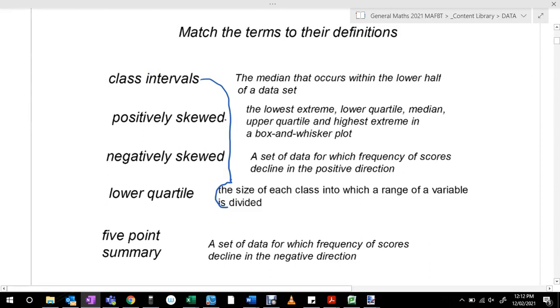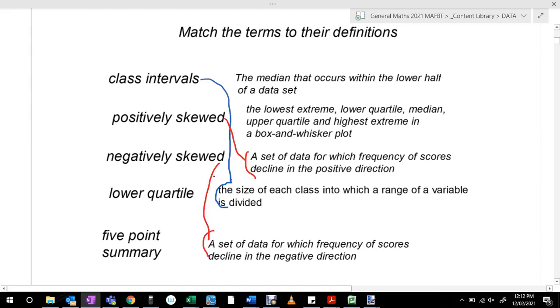Positively skewed, what does that mean? So positively skewed, remember the median is at the start and then it goes down like that. Third one for positively skewed. Okay, yeah, you're saying that data scores decline in a positive direction. Okay, I'll go with that too. Negatively skewed, probably the last one. Decline in a negative direction.